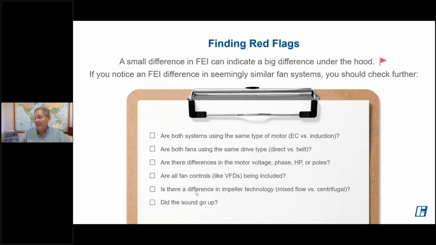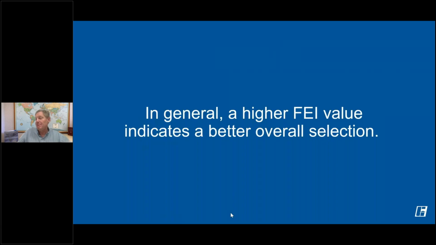So there can be a number of things that are not per your specification or not as you had desired the fan to be, and FEI is a good indicator of the need to raise some red flags and ask some more questions if the FEI is not being met. So again, in general, higher FEI indicates a better overall fan selection.